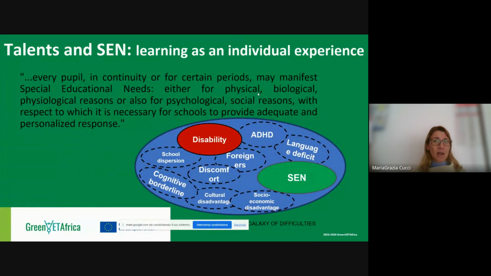If we think about special educational needs, we can see that we can have students that, for a single period, might have some situation of special needs because of a specific family situation, because of a change of country, because of difficulties in language, in communication.